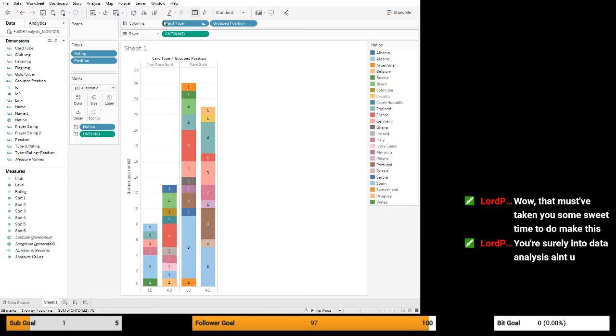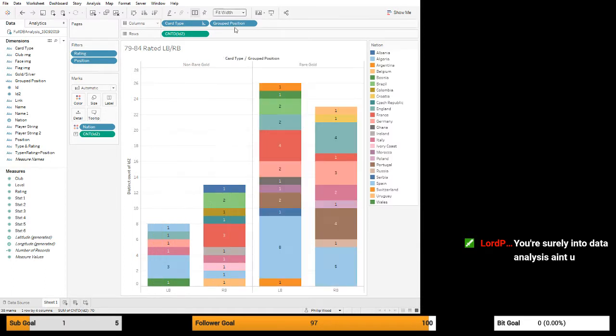So what we can do with this basically is look at anything between... Let's edit this. It took forever putting the nations in because I was given it in a format where the nations were numbers. I've got loads of Spanish fullbacks, look. Left backs and right backs, rare golds.